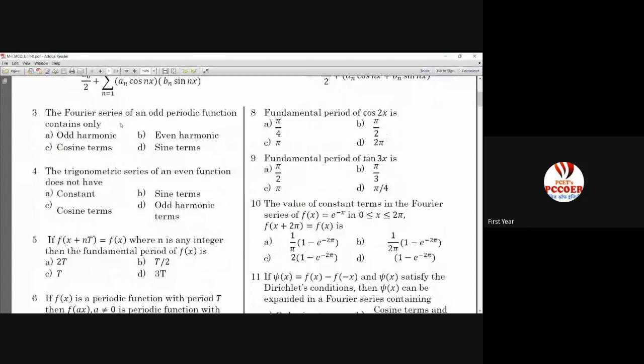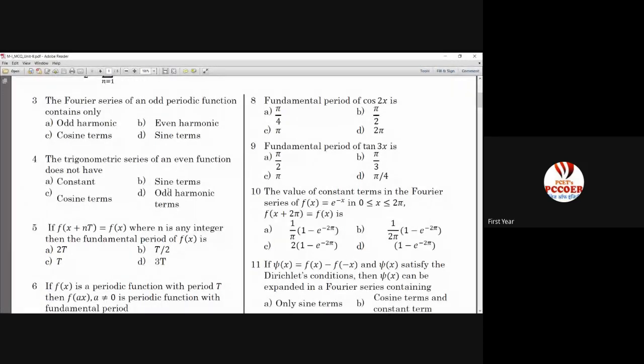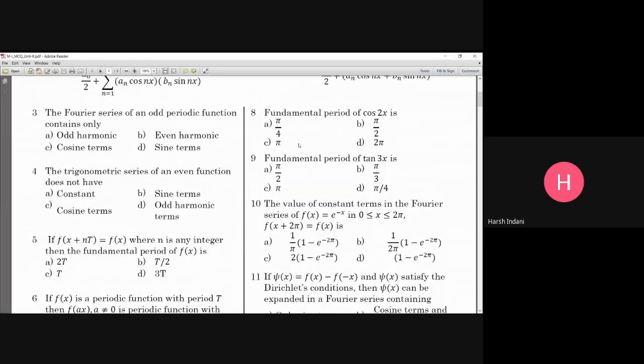Fourier series of an odd periodic function contains only sine terms. So odd harmonics, even harmonics, that is not the thing. It is sine terms. If it is an odd periodic function, then it has bn coefficient; a naught, an are 0. That's why sine terms. If it is even, then what does it contain? It contains cosine terms. This question everybody will get, only with different values of this coefficient, 2, 3 and all.